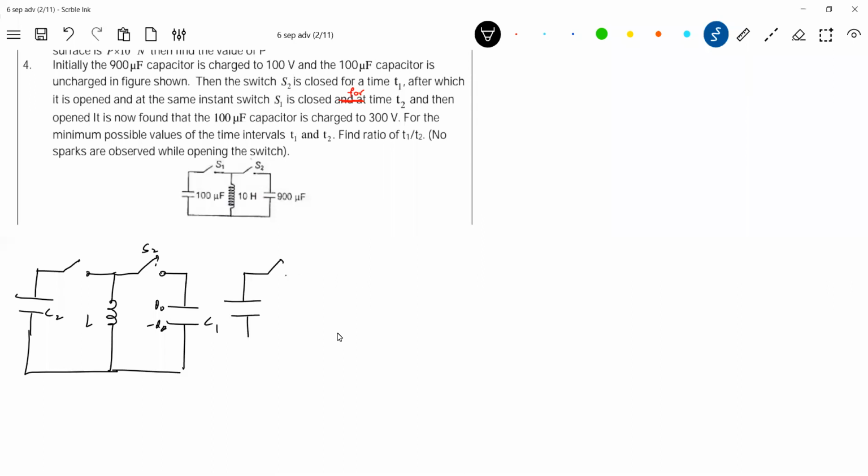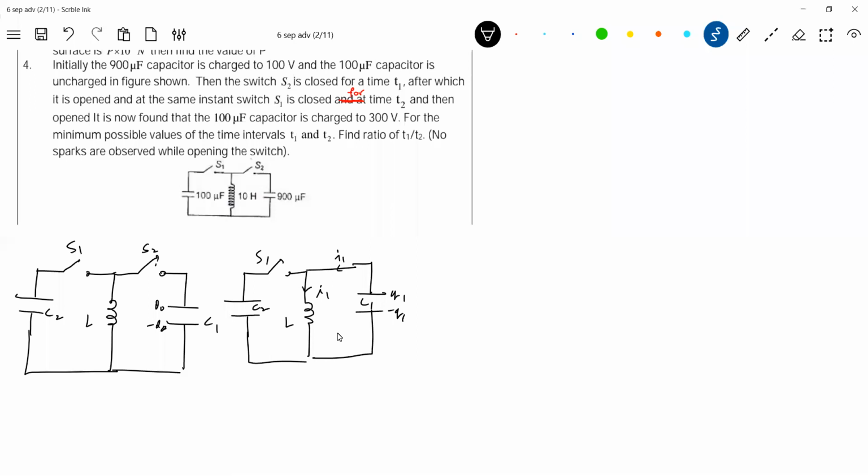So this is still open, and this is being closed. So charge Q1, minus Q1, C1, and this is C2. So there'll be charge and there'll be current. Let me call that I1. This is switch S1.